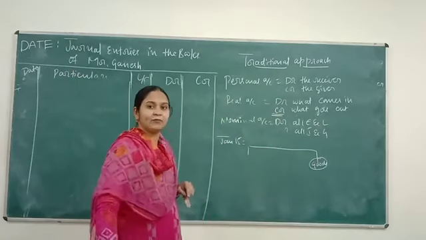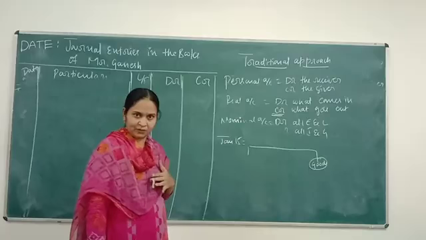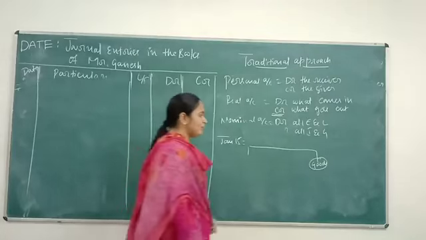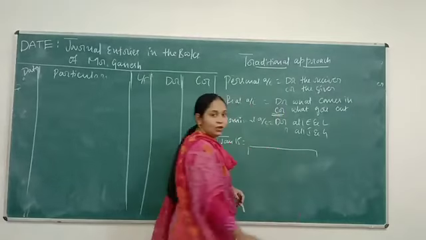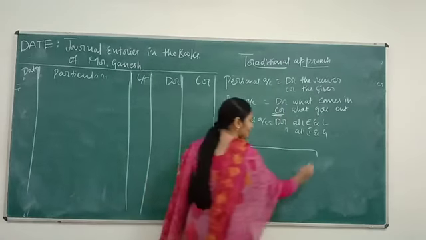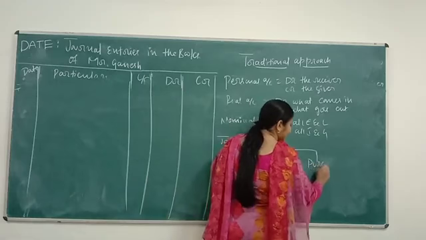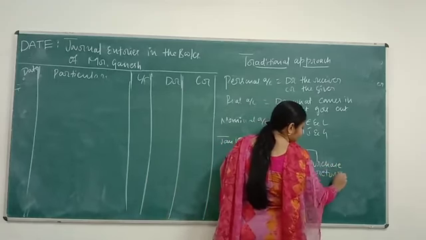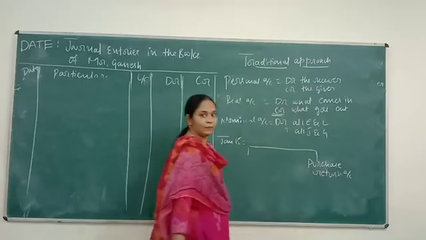What is the event name? I had purchased goods from Darshan. So due to damage in the goods, what is my business doing? It is returning those goods. What type of return is this? Purchase return. Okay, purchase return account.